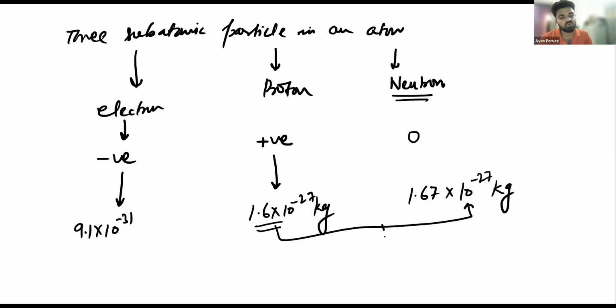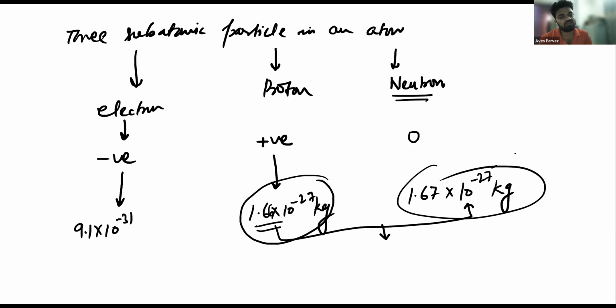If we consider this one as 1 AMU, 1.66 and 1.67, so approximately equal. We have just calculated that 1 AMU is equal to 1.66 into 10 to the power minus 27 kilograms. This is also 1.66 into 10 to the power minus 27, so this is also 1 AMU. These two, proton and neutron, are present in the nucleus of an atom.